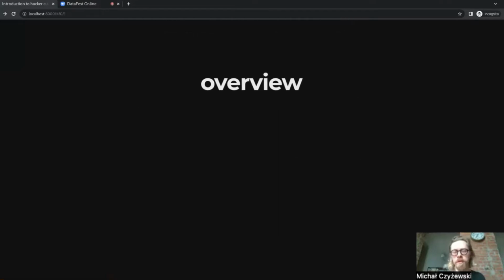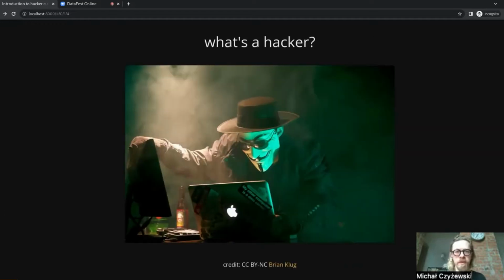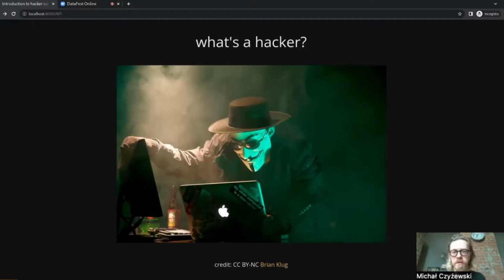And today we're going to talk briefly about what the hacker movement is, how it started, how it ties to activism, because as we're going to touch on, not every hacker is going to be an activist. What is cyber warfare, and quickly define OSINT, which at this point all of you are probably familiar with, but just to define the terms and touch on the current situation in Ukraine. Speculate just briefly about the future and my opinions on it and what seems to be happening.